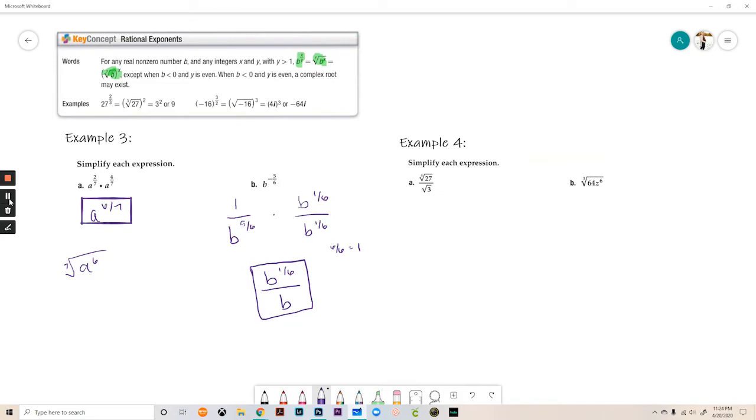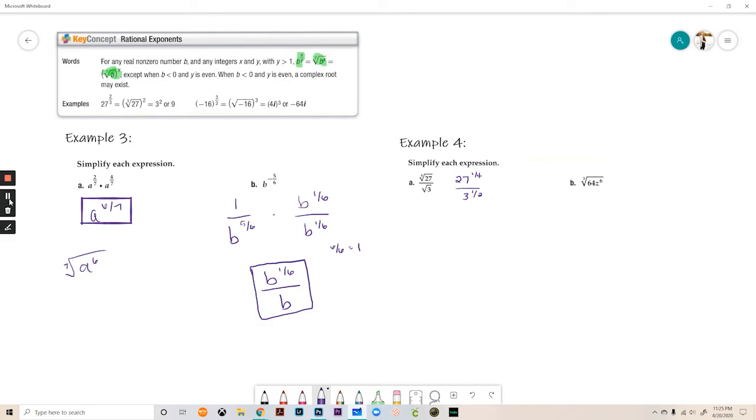Example 4 says to simplify each expression. So right here we have the 4th root of 27 over the square root of 3. Now, the issue is the 4th root of 27 is not a glorious number. So what I'm going to do, I'm going to first rewrite this. 27, this is 27 to the 1/4 power. This is 3 to the 1/2 power.